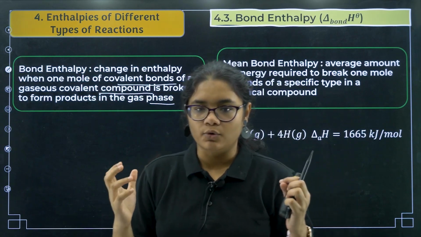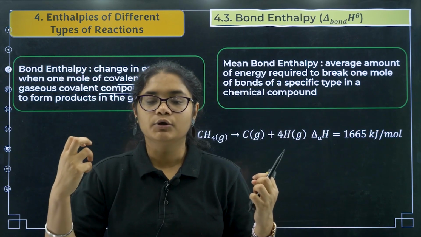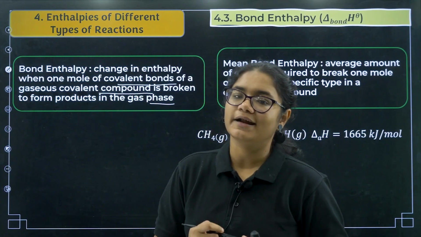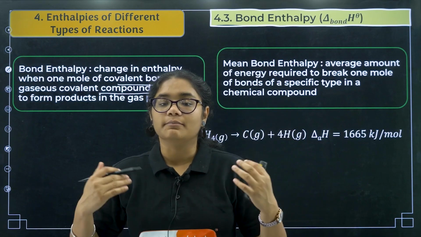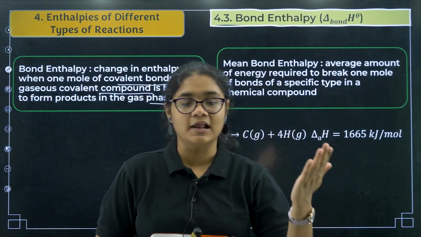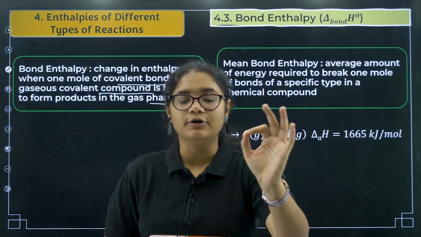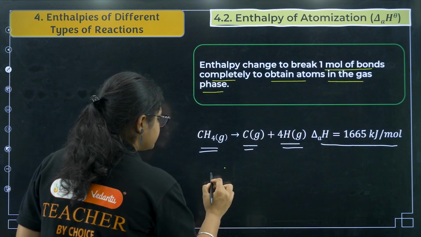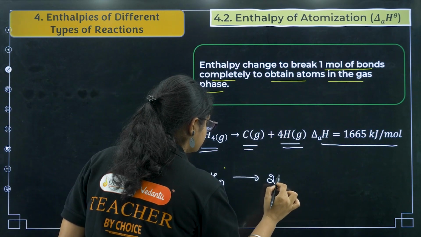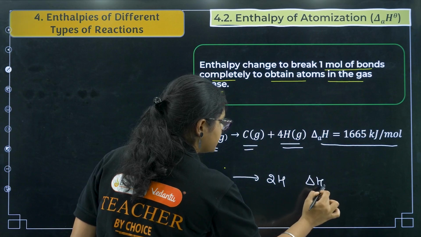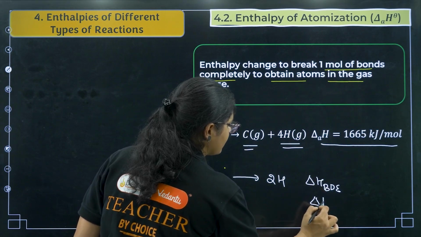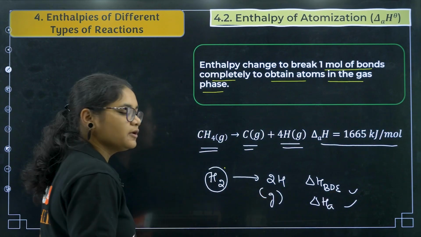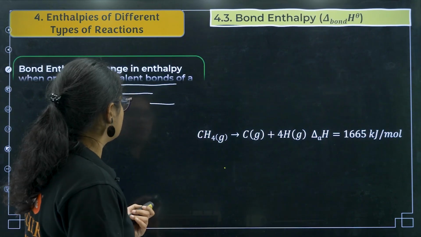When you are breaking 1 mole of a compound to get the atoms or the elements in the gaseous form, that is called bond enthalpy. Now there is not much difference between atomization enthalpy and bond enthalpy for diatomic molecules. For example, suppose H2 is breaking to give you 2H. Here the bond dissociation enthalpy and the atomization enthalpy are the same thing, because you are breaking it to get atoms in gaseous form, right? So that is what bond enthalpy is.